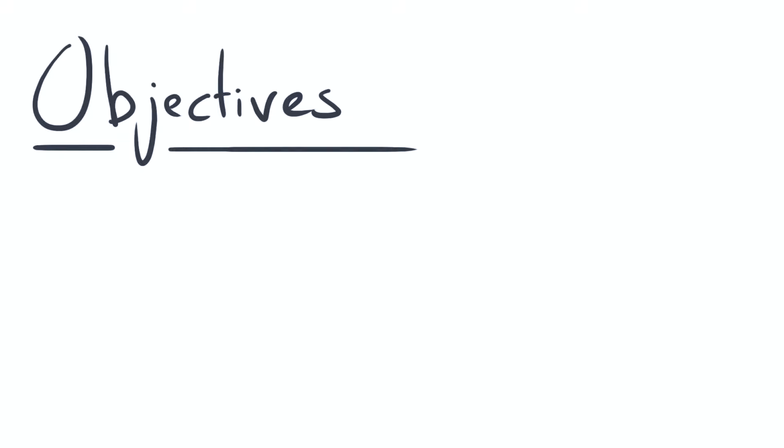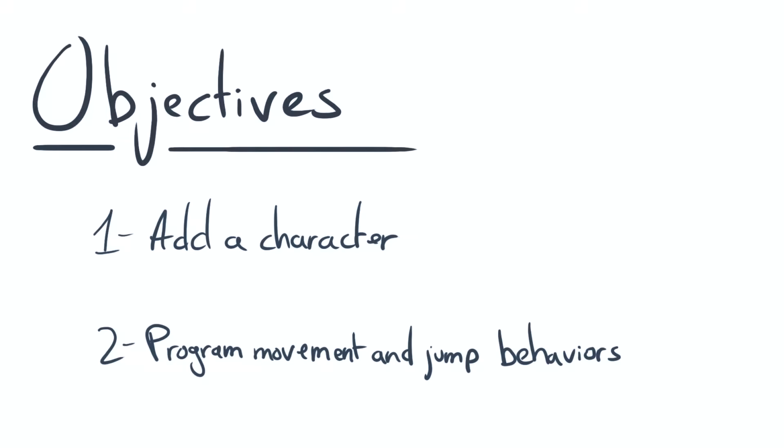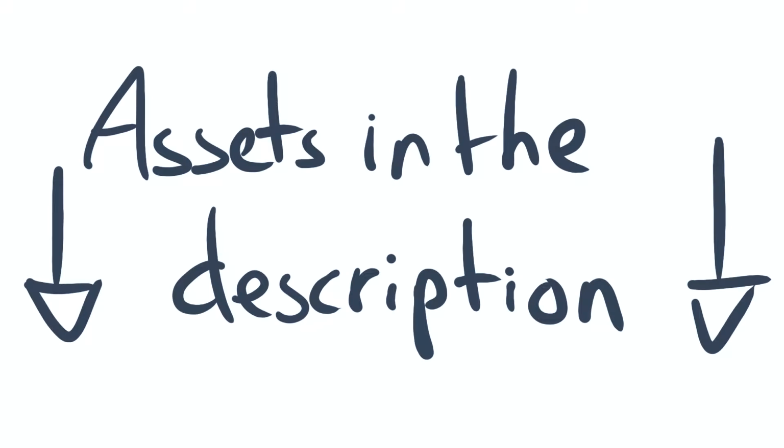Right, so for this video, our main objective will be to add a character to our game. And then with that character, we're gonna add the movement and jump behaviors. Right? We're gonna program them. Now to get that character, get the assets in the description. Now this is a long video and it's very dense, so be sure that you pause it, take your time, and continue.